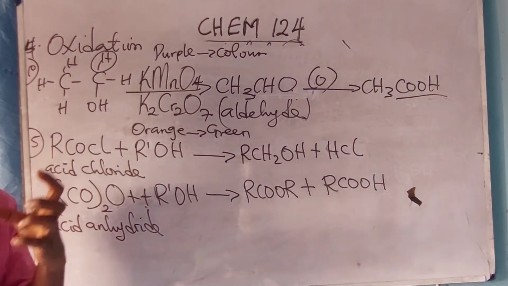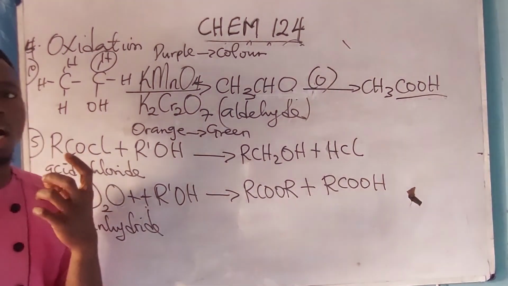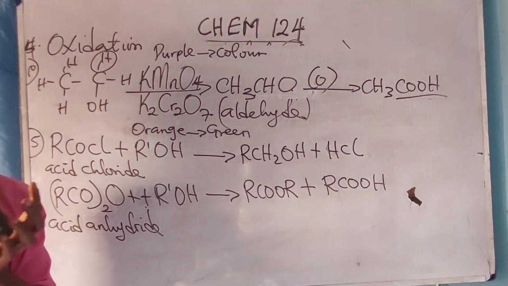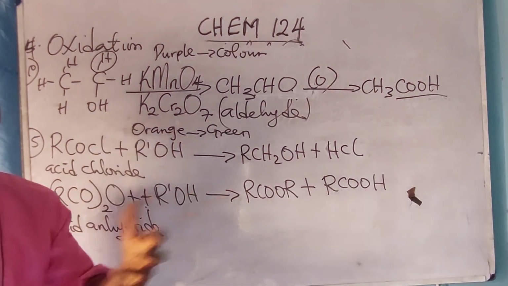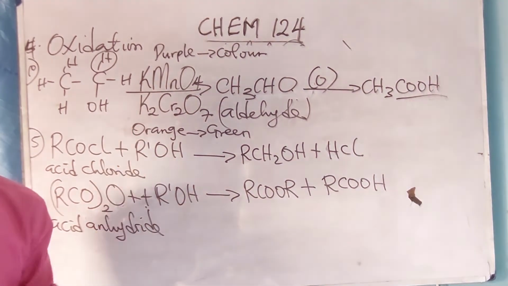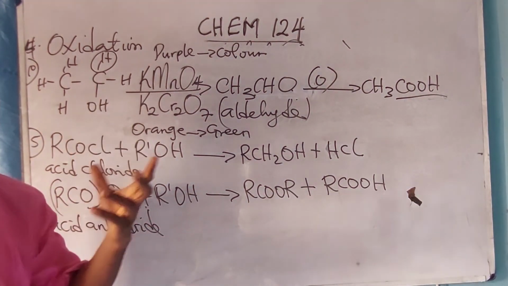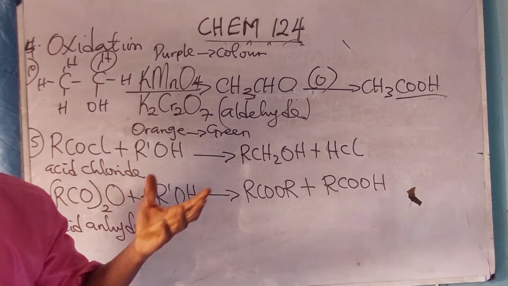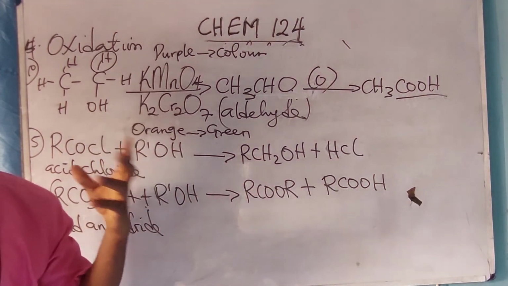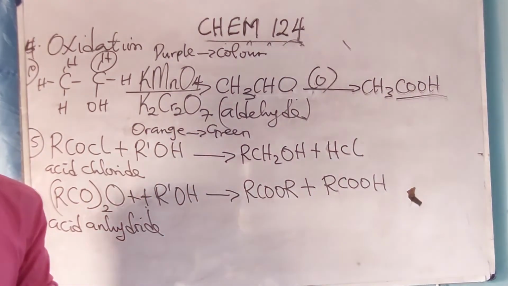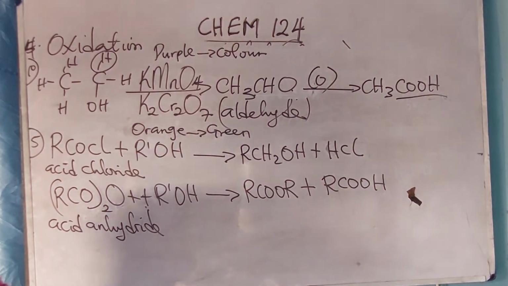In our next class, we are going to be discussing phenols. How are phenols produced? You know that phenols are compounds produced when a hydroxyl group is combined with a benzene ring. When you have one, it is just phenol. When you have two, it is 1,2-dihydroxybenzene. Then when you have three, it is 1,2,3-trihydroxybenzene. So please take note of that.